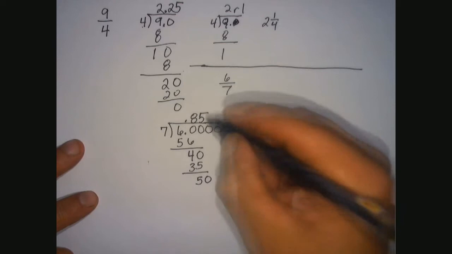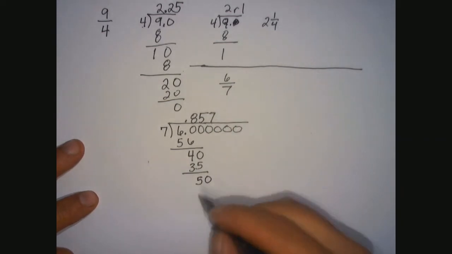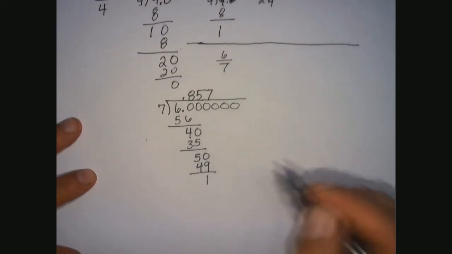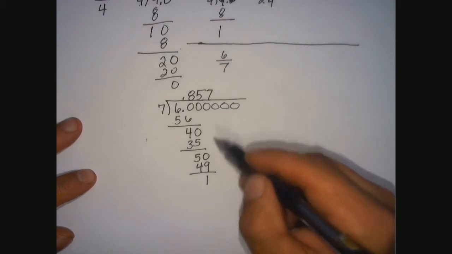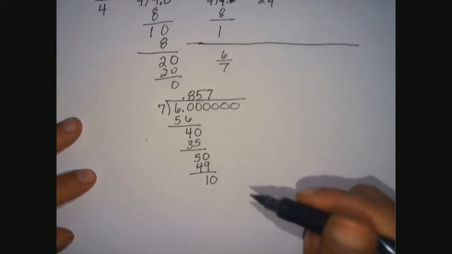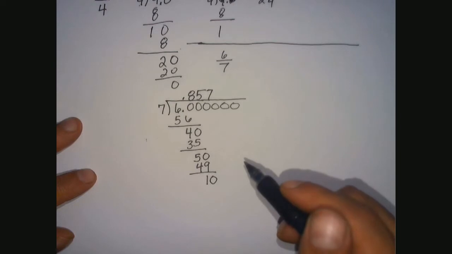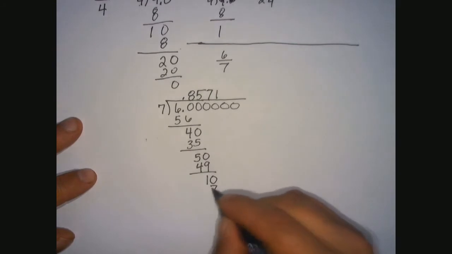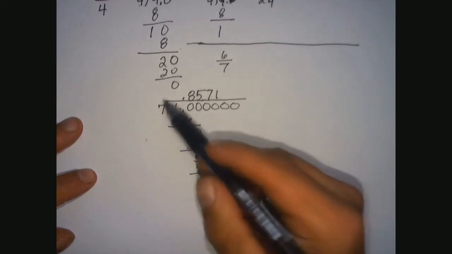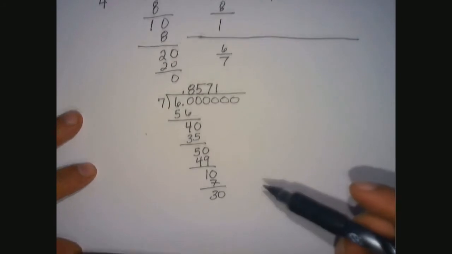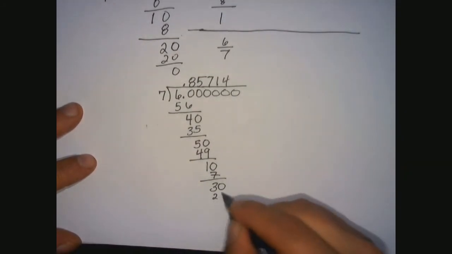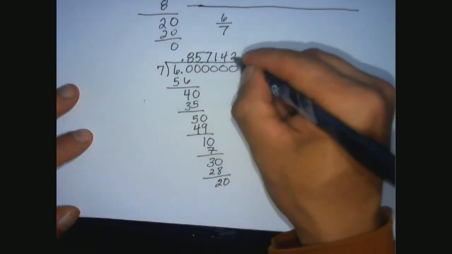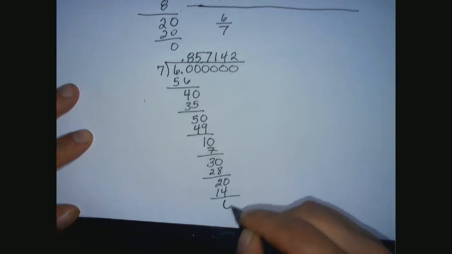7 goes into 50 7 times. 7 times 7 is 49. 50 minus 49 is 1. And then we have another one now. Bring down another zero, because we haven't repeated yet, right? Okay, so 7 goes into 10 once. 1 times 7 is 7, and we get 3 left. Bring down a 0, and 7 goes into 30 how many times? 4 times, and 4 times 7 is 28. Now we have 2. Bring down a 0, and 7 goes into 20 twice. There's 14, and look, back to 6.